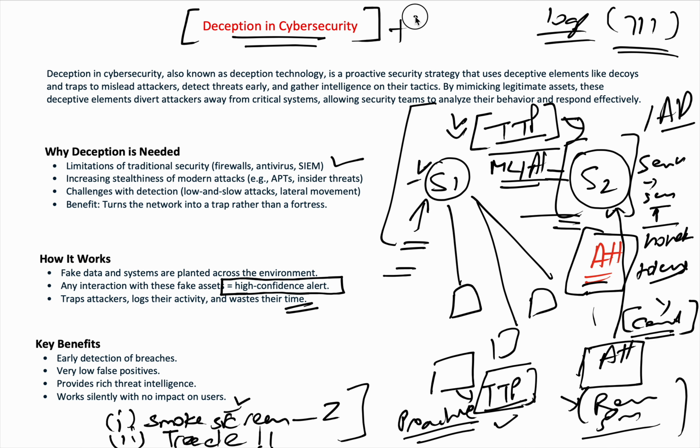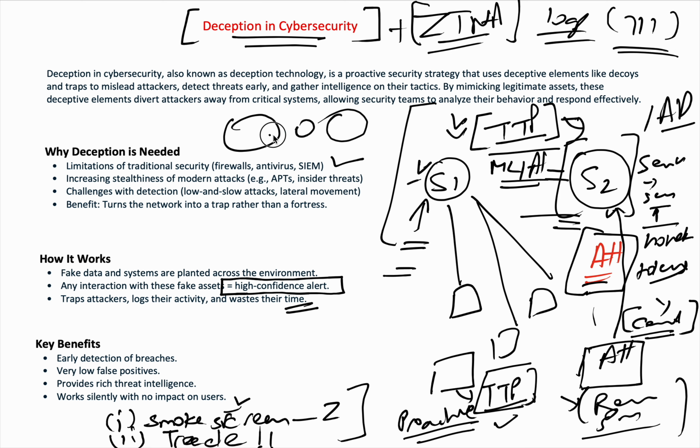This is often clubbed with zero trust network access. Basically for lateral movement, decoys are placed between two networks. You can't normally go laterally, but if you do and there is a decoy in between and it is triggered, that means you're likely the attacker. We'll talk about this in detail.